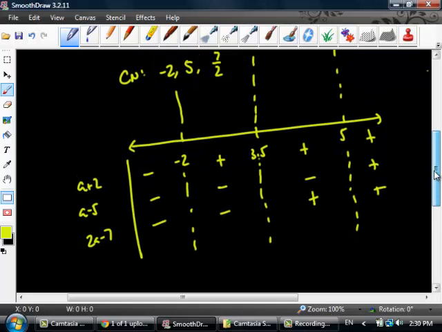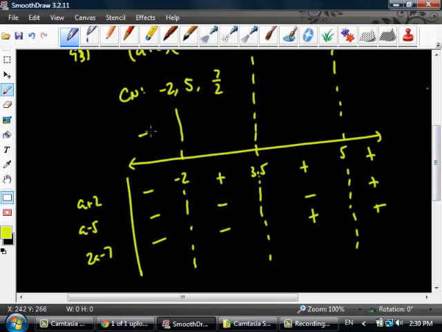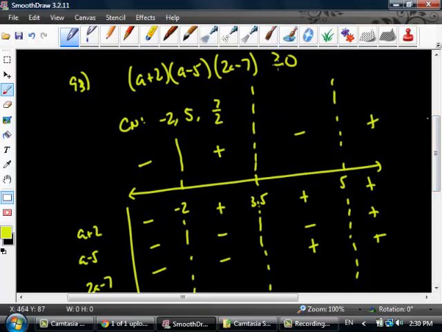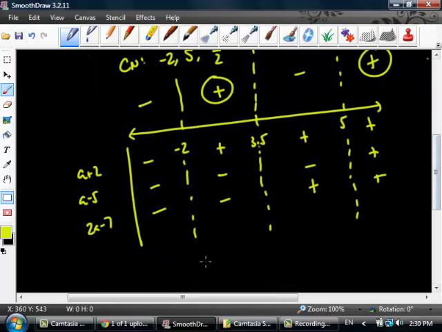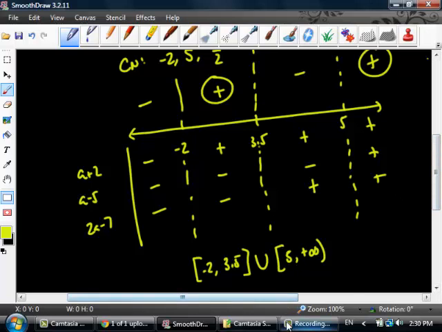Okay? My final intervals here are negative, positive, negative, positive. Now, David, remember, I'm looking at the original problem here. I'm looking for where this thing is greater than 0. So which ones am I looking for? The positive ones. So my final intervals in interval notation are going to be between -2 and 3.5, union 5 to positive infinity. Cool? All right. We'll keep going in a little bit.